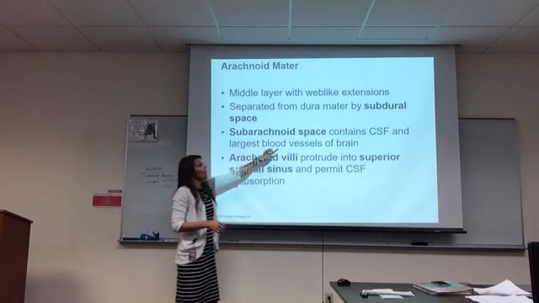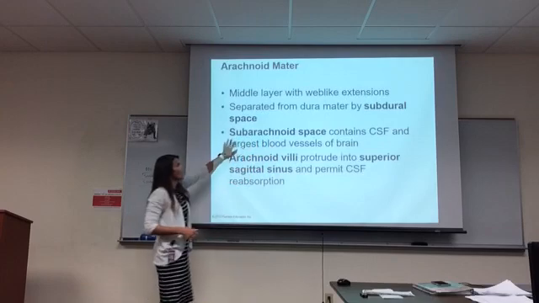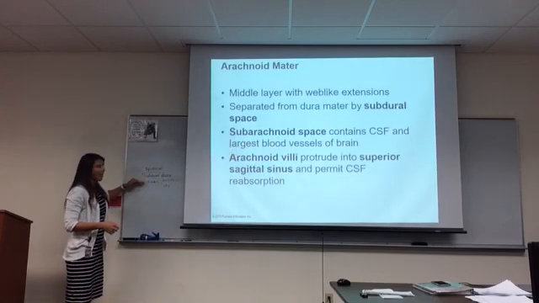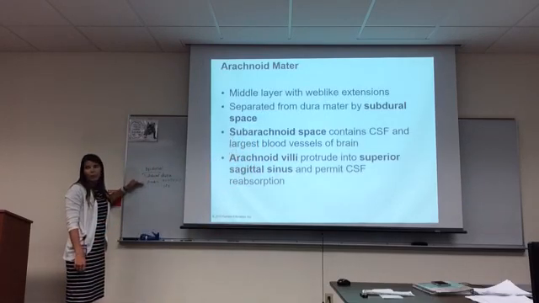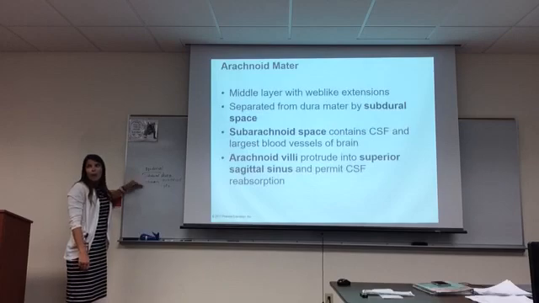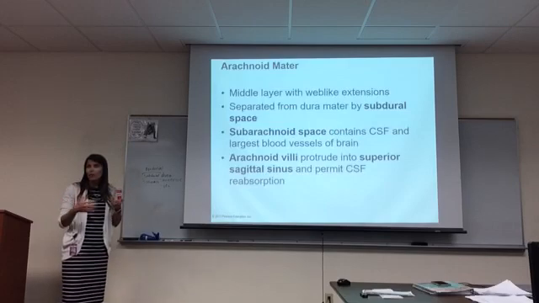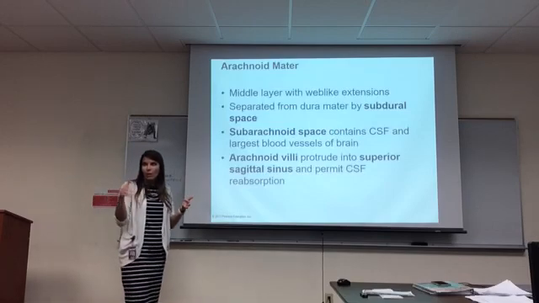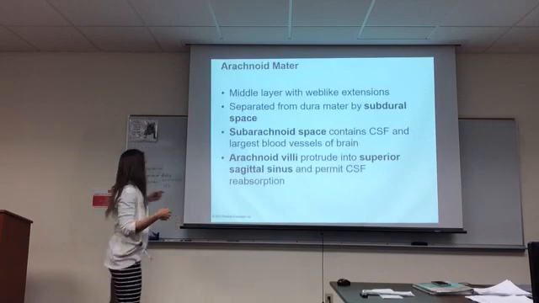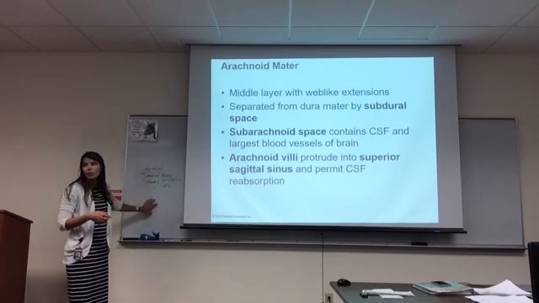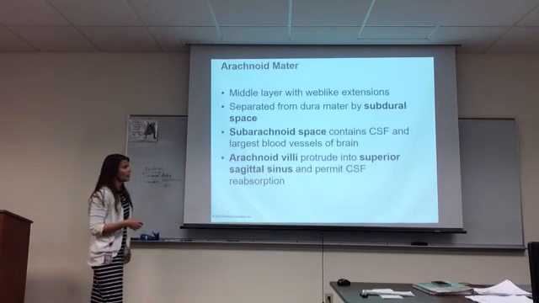The cerebral spinal fluid is contained in the subarachnoid space. So right here is where that cerebral spinal fluid is. This is also where the blood vessels are, and that makes sense because the blood vessels will bring the oxygen and nutrients and drop it off into the cerebral spinal fluid, and then it will diffuse across the pia mater to the brain. So it will feed the brain there.